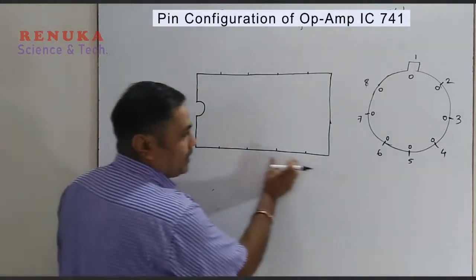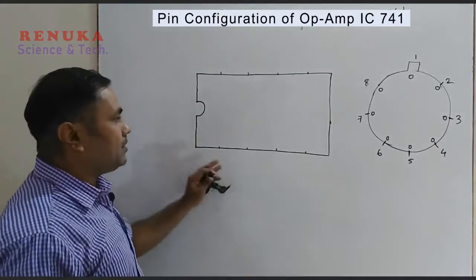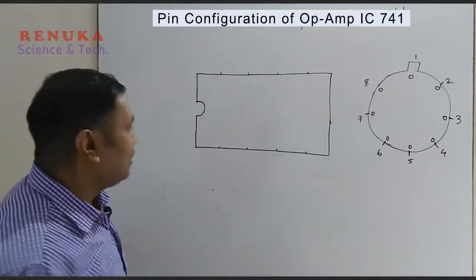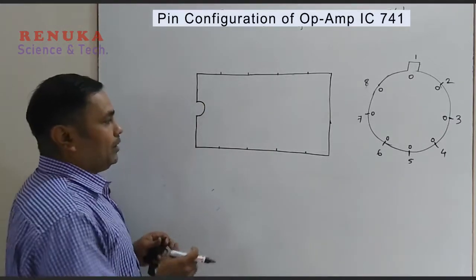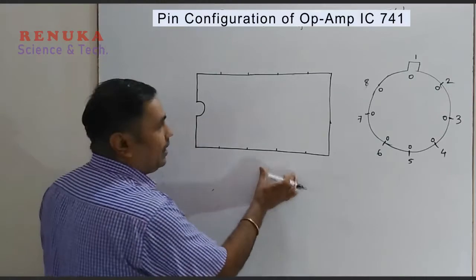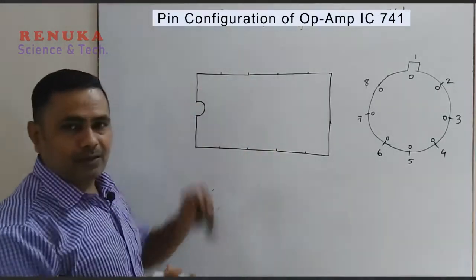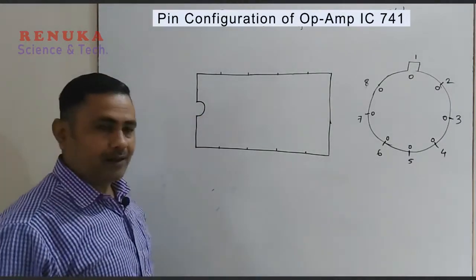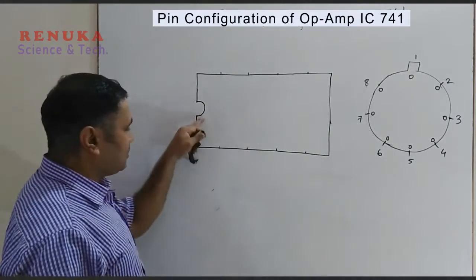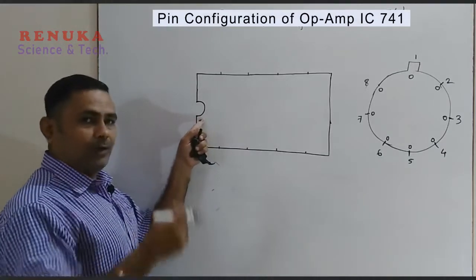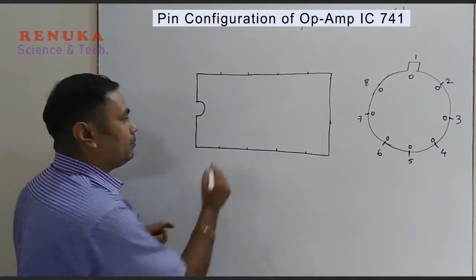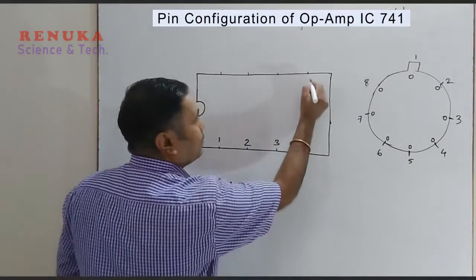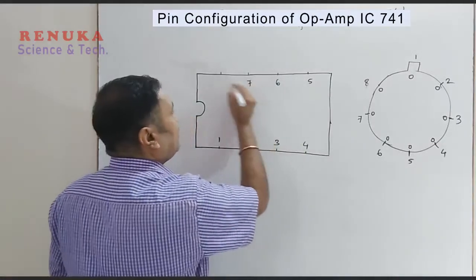This is the plastic package IC, and this IC is called a dual in line package, and it comes in the plastic package. Dual in line means it has some pins at this side and some pins at the upper side. This IC has a notch here, and this notch indicates that the pin just below this notch is pin number 1. After this, pin number 2, 3, 4, 5, 6, 7 and 8.